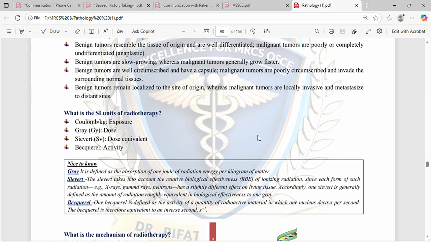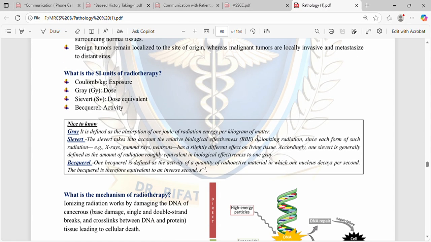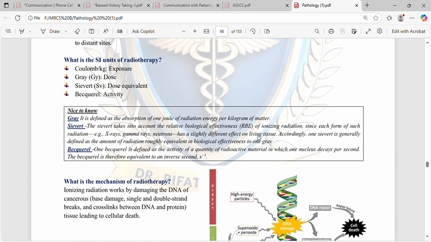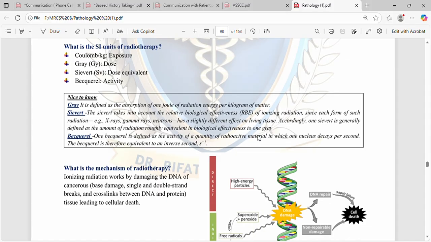What are the SI units of radiotherapy? Coulomb per kilogram for exposure, Gray for dose, Sievert for dose equivalent, and Becquerel for activity. So these are the different radiotherapy SI units. Okay, we'll come to this later. These are some extra points.